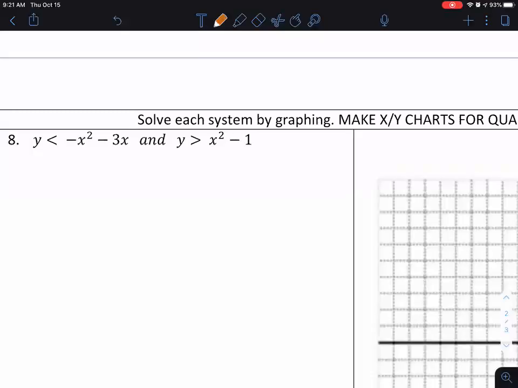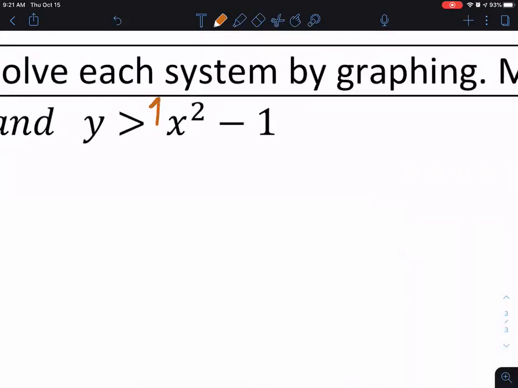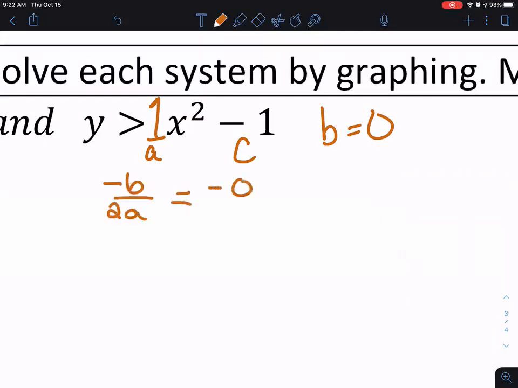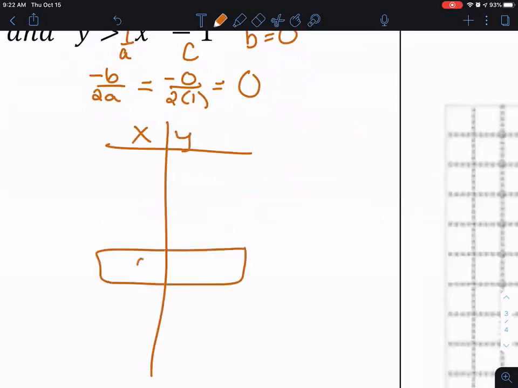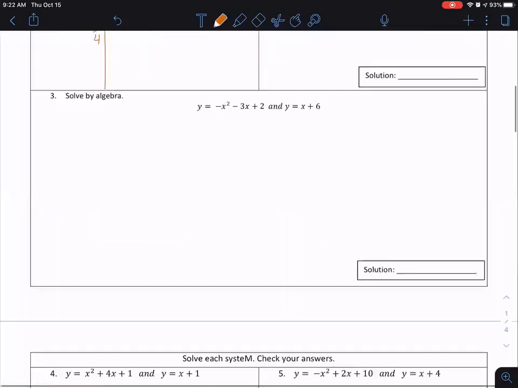Before we discuss number 3, let's make sure we clarify something on number 8. On number 8, A is 1, C is -1, B is missing, B is 0. So when you do opposite B over 2A, you do opposite 0 over 2 times who cares, because you will get 0 as your X value. 0 over anything is 0. So when you make your XY chart, make sure your middle number is 0. That's for number 8. All right, let's check out number 3, get it started.